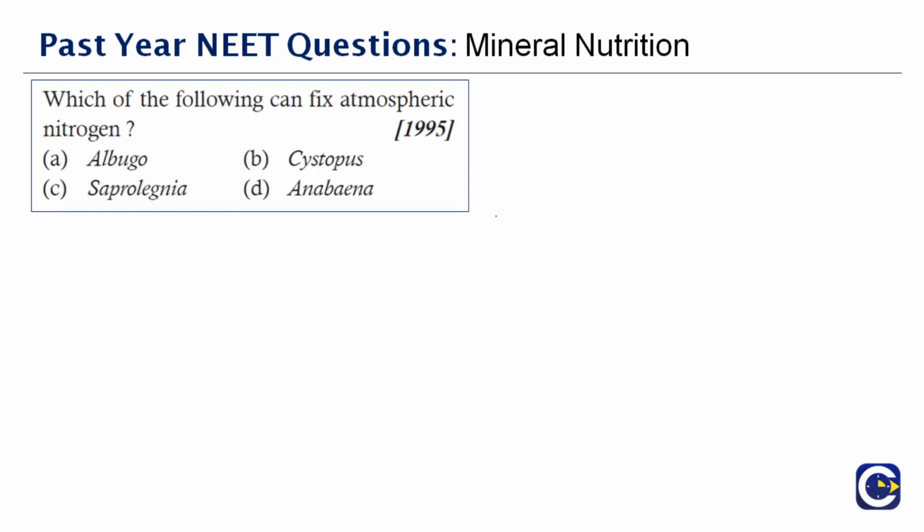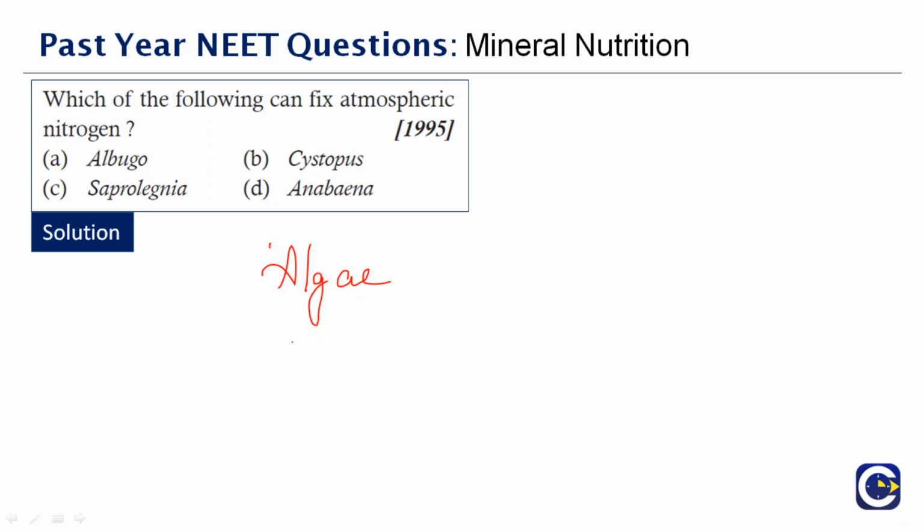Next question here. Which of the following can fix atmospheric nitrogen? Again, this is a very easy question, a repeated question. In fact, I think all of you should know what the answer is by now. Yes, the right answer is Anabaena. Maybe I can share something more about Anabaena. Anabaena is an alga, we all know that, right? It's a genus of filamentous cyanobacteria that exist as plankton. They are known for their nitrogen fixing abilities, and they form a symbiotic relationship with certain plants such as the mosquito fern.